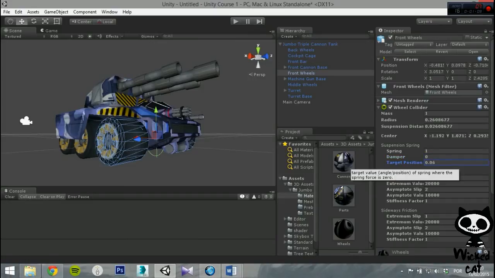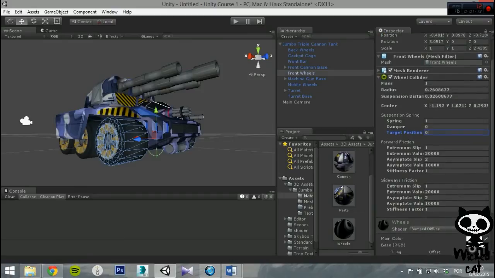Finally, the target position is the rest distance along the suspension distance. If you set the value to 0, it will fully extend the wheel suspension, while the value 1 will fully compress the suspension. The default value of this parameter is 0, which matches the behavior of a regular car's suspension. The next two groups of parameters allow you to set the forward and the sideways frictions.